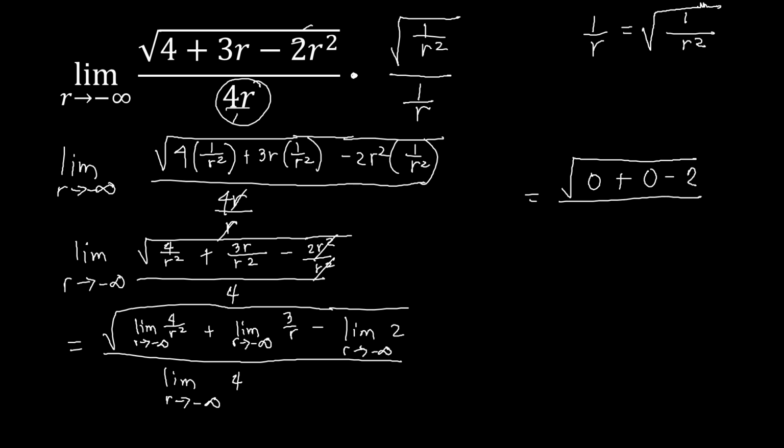Over the limit of 4 as r approaches negative infinity, that's 4 because that's the limit of a constant. And then we have square root of negative 2 over 4. Square root of negative 2 is an imaginary number, so that means our limit here does not exist. So that is how you are going to evaluate your limit once your limit is at infinity. I hope you learned something, and please practice more so that you will be able to master the concept of this.